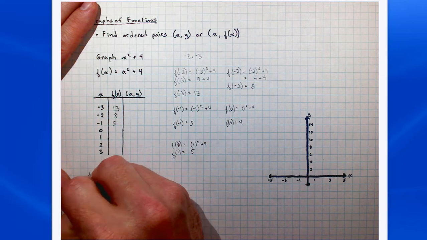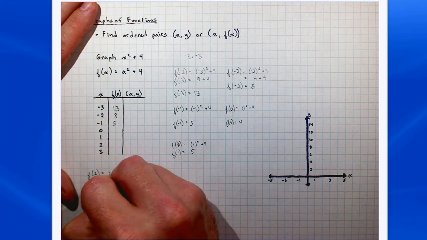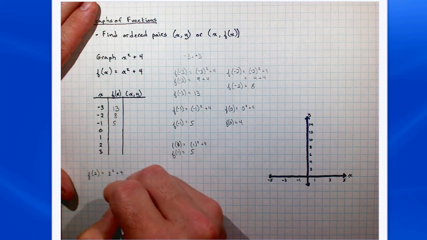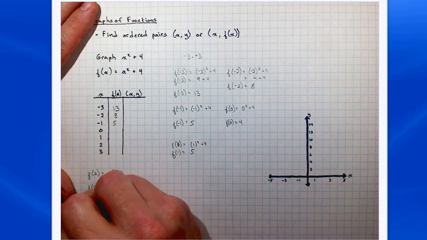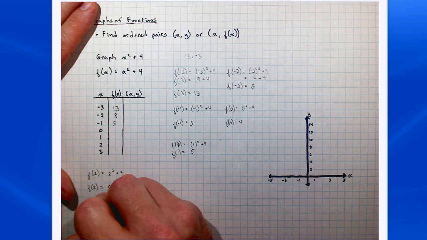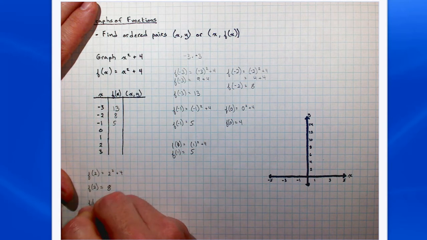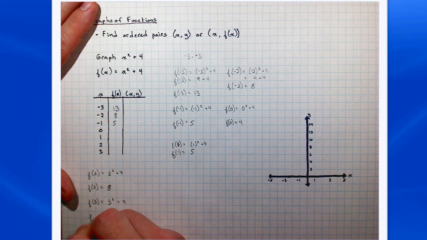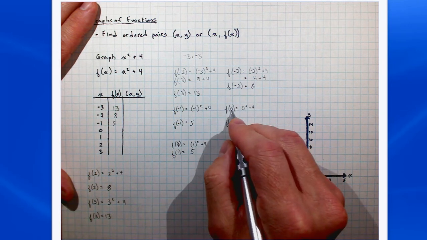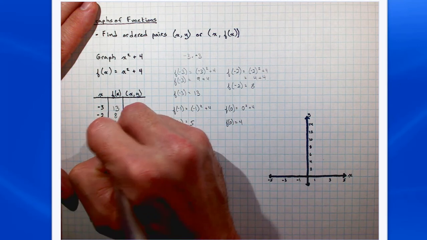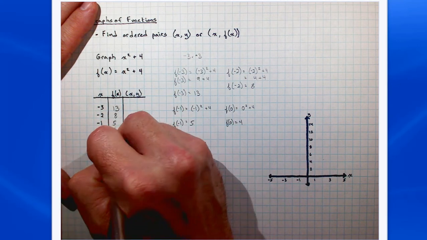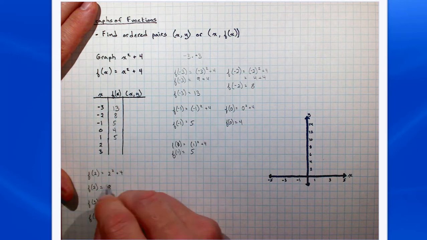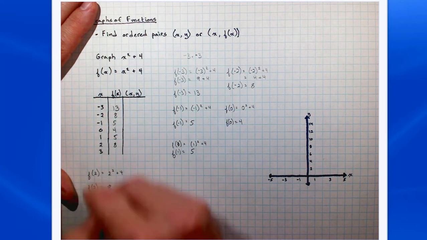Let's move down here and we'll say f of 2. f of 2 equals 2 squared plus 4. 2 squared is 4. So f of 2 equals 4 plus 4, which is 8. And in my last one, f of 3. f of 3 equals 3 squared plus 4. 3 squared is 9. 9 plus 4 is 13. So when x is 0, that is 4. And 1 is 5. And 2 is 8. 3 is 13.